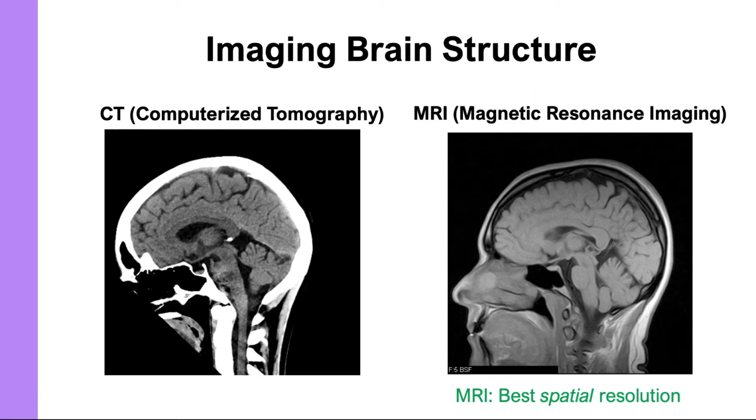The first one is imaging brain structure. Two of the main ways that personality psychologists have related brain structures to behavior is by using computerized tomography, that's this one on the left here, and also MRI. Now you'll see that the computerized tomography is actually pretty good. You can make out some of the different brain structures here, the gyri and the sulci. But the MRI is much better.